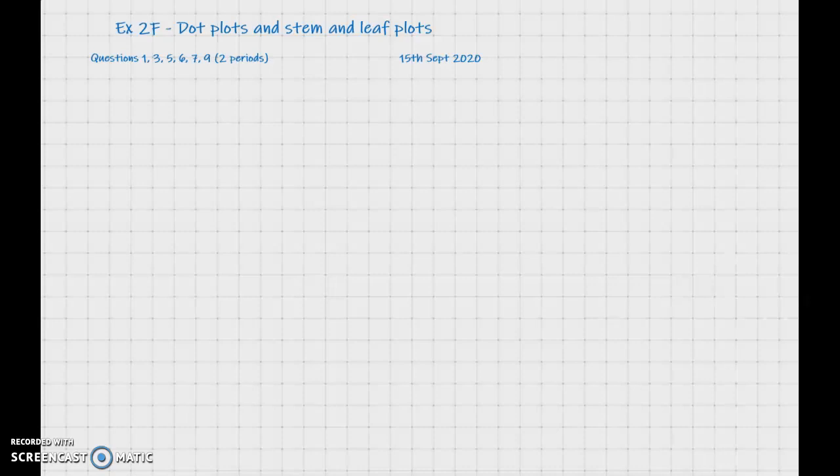Welcome back to exercise 2F. We're looking at dot plots and stem and leaf plots. Again, this might be revision for you, but I'll put together a video for you anyway. Let's start with dot plots. Now, dot plots, basically you have a number scale and each point on the dot plot represents a value.